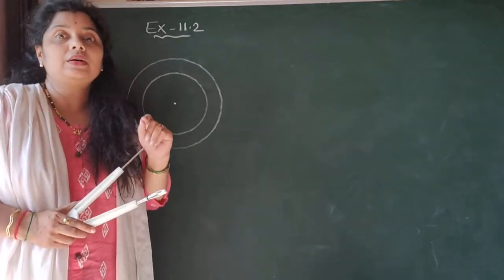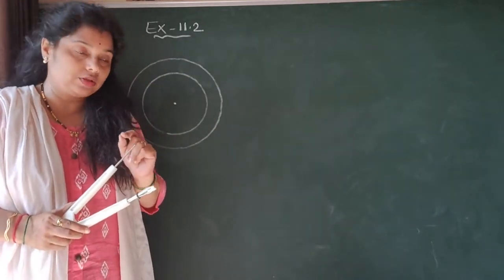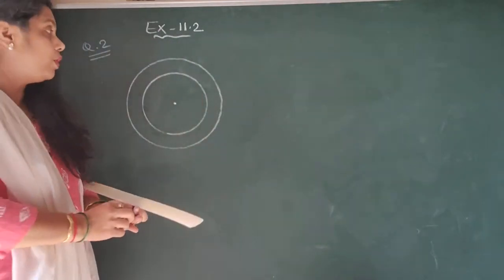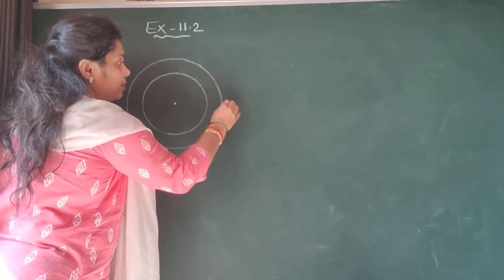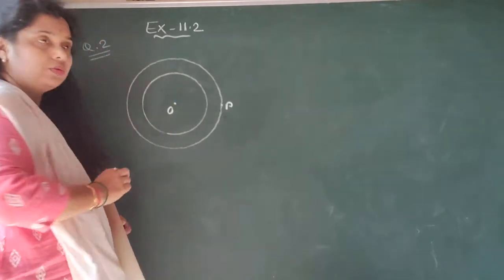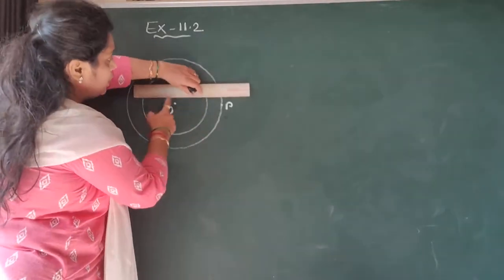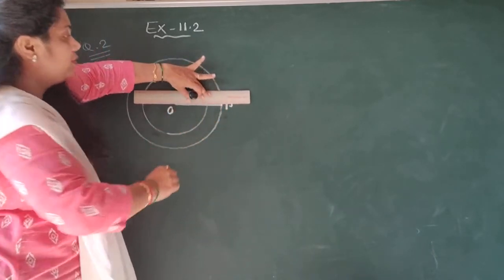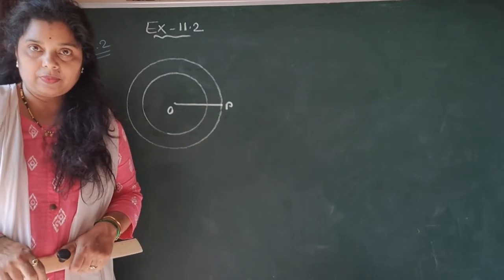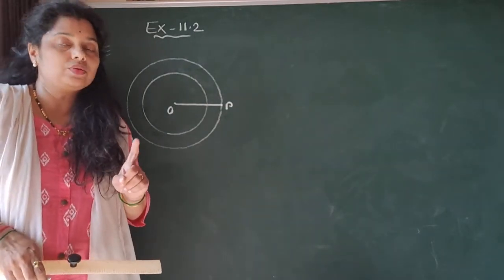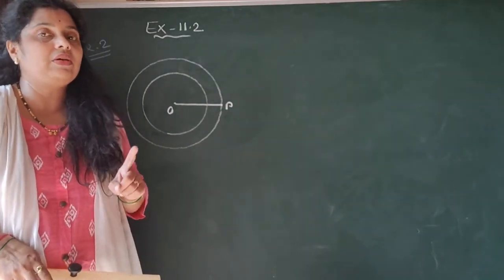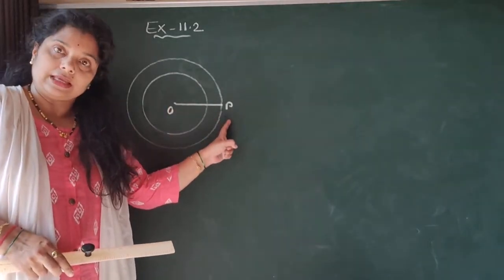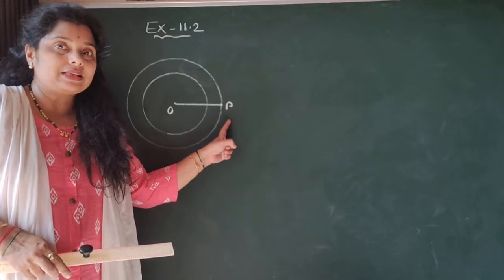Now they are asking to draw a tangent from a point on the outer circle to the smaller circle. So first of all we have to take any point P here like this. This is the center O, this is a point P, and we first join OP. So the first step is to draw the concentric circles having radii 4 and 6, then join OP.